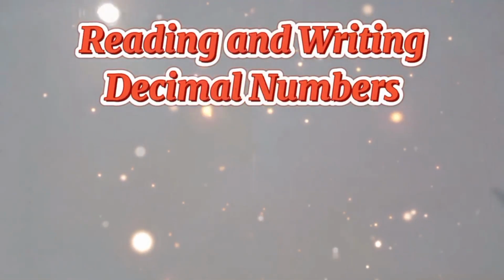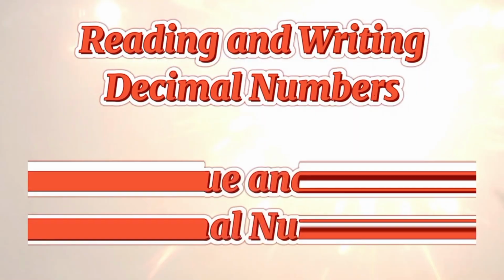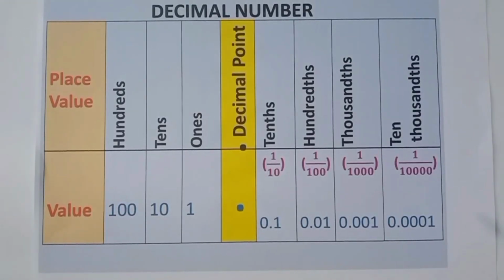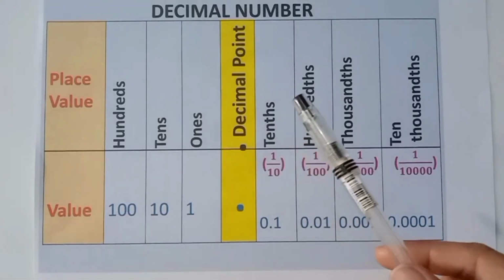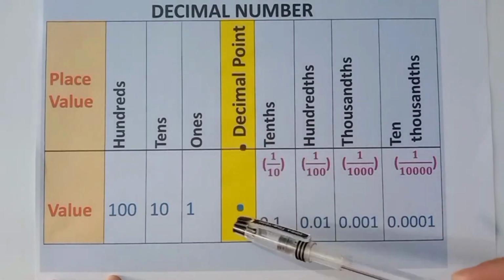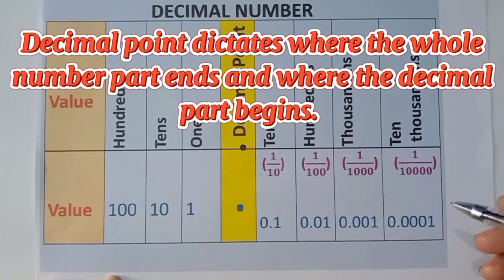Good day, everyone. Today, you're going to learn about reading and writing decimal numbers and also the place value and value of decimal numbers. Here is a chart of decimal numbers. In a decimal number, as you can see, we have the decimal point. The decimal point dictates where the whole number part ends and where the decimal part begins.